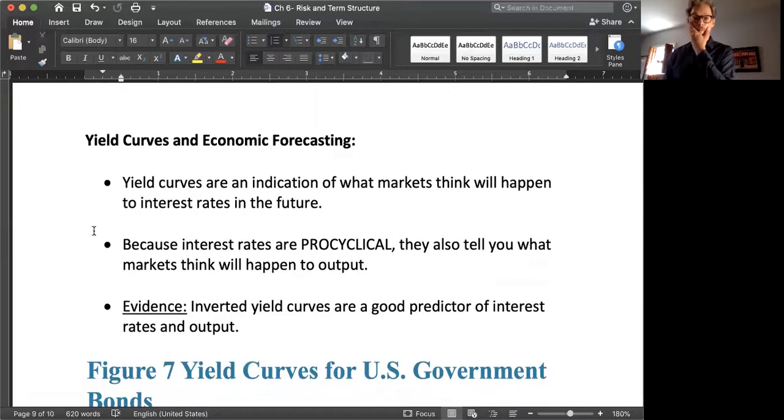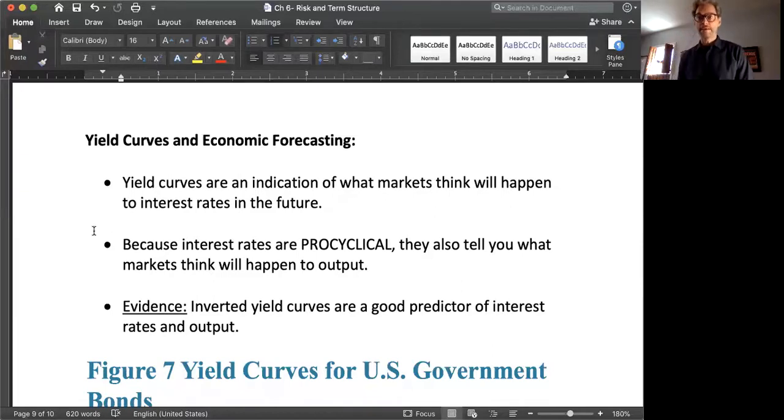Let's talk a little bit about why markets pay so much attention to yield curves. And the reason is that yield curves are a way of forecasting the future, because yield curves are an indication of what markets think will happen to interest rates in the future. We talked earlier today how interest rates are pro-cyclical, right? When output goes up, interest rates tend to go up. And when output goes down, interest rates tend to go down.